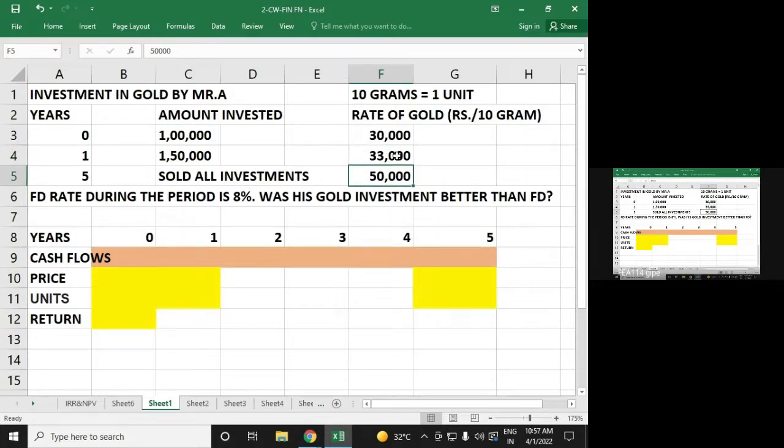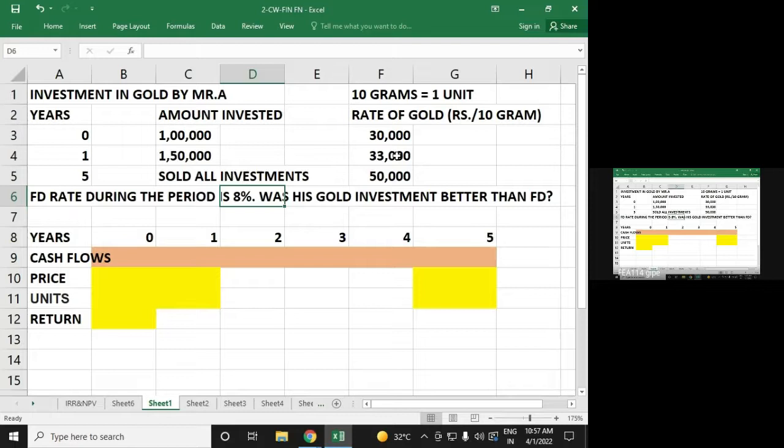If he had invested this money, 1 lakh at 0 year and 1.5 lakh at 1 year, in an FD, he would have received 8% return. Was his investment better than FD? You have to conclude. Which basically means what is his rate of return and is it more than 8%? So you calculate the rate of return.